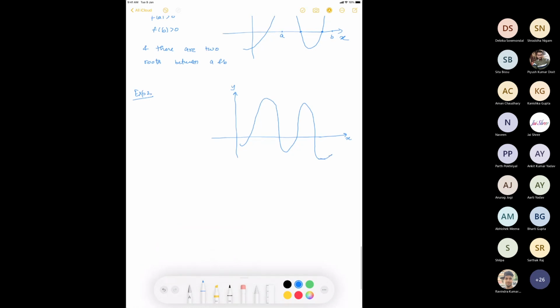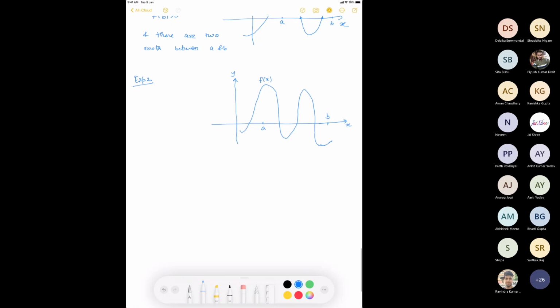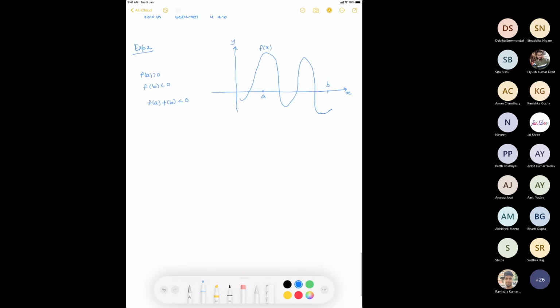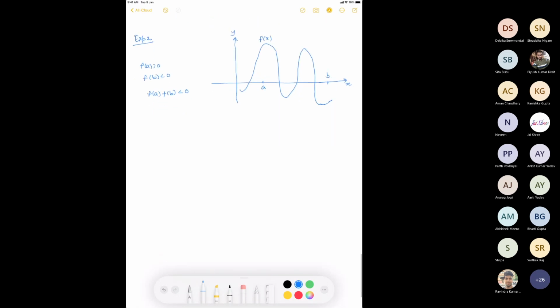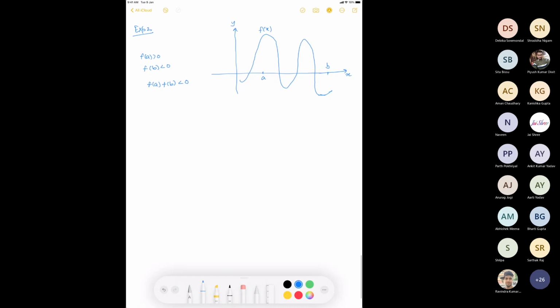Okay, so I'm going to take my A here and B here. And this is a graph of y is equal to f(x). So again, in this case, we have f(a) is positive and f(b) is negative. So of course, the function changes sign between a and b. But how many roots do we have in this interval AB? So we have 1, 2, and 3.